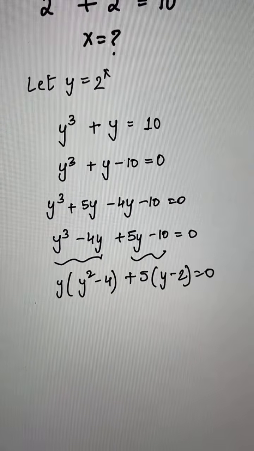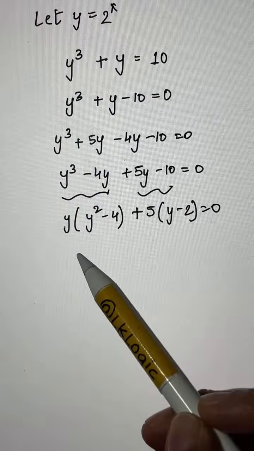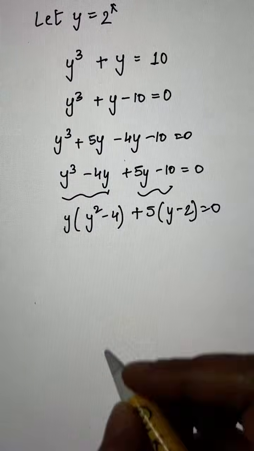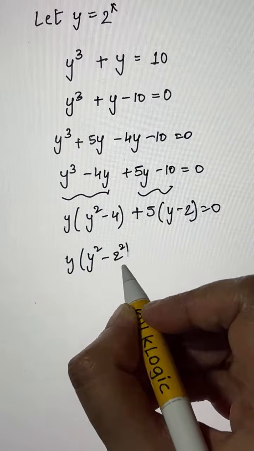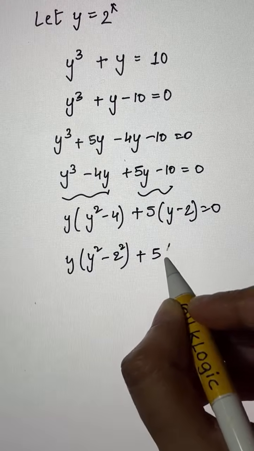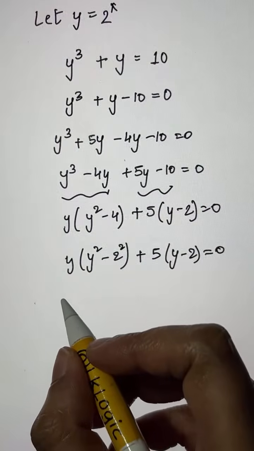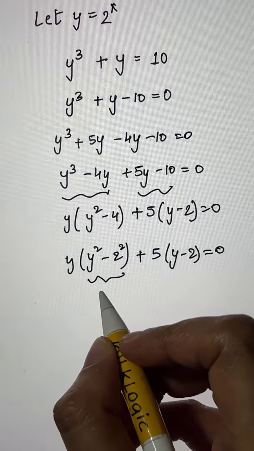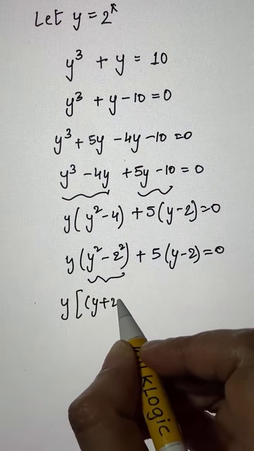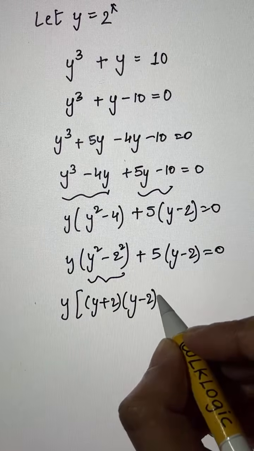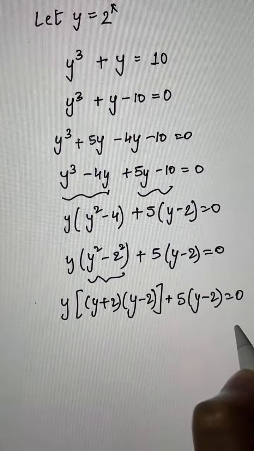Easy. Okay, now what do we have? So you understood why I reshuffled things and I took out something common. Now this is a square minus b square. I can write it like this: y square minus 2 square plus 5 times y minus 2 is equal to 0. Let me just take this y a square minus b square, I can expand it, so it will be y times y plus 2 times y minus 2. Alright, and then I have the same thing here, 5 times y minus 2 is equal to 0.